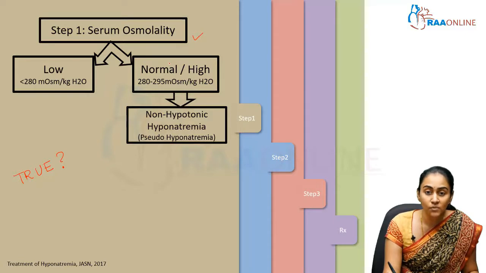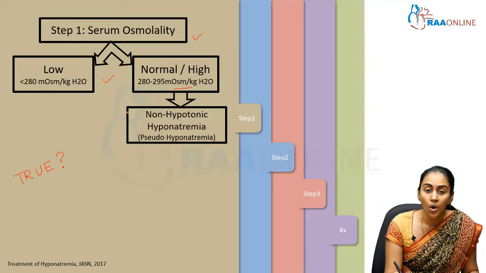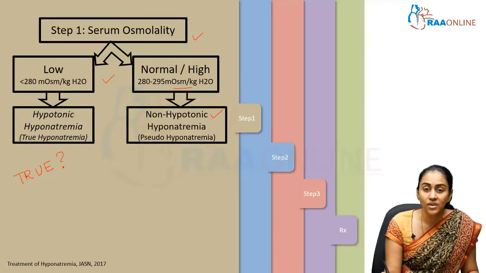Now, normal serum osmolality varies between 280 to 295 milliosmoles per kg of water. When the serum osmolality is less than 280 milliosmoles, then we refer to it as true hyponatremia or hypotonic hyponatremia. When the osmolality is high or normal, we refer to it as non-hypotonic hyponatremia, or what was previously commonly known as pseudohyponatremia.